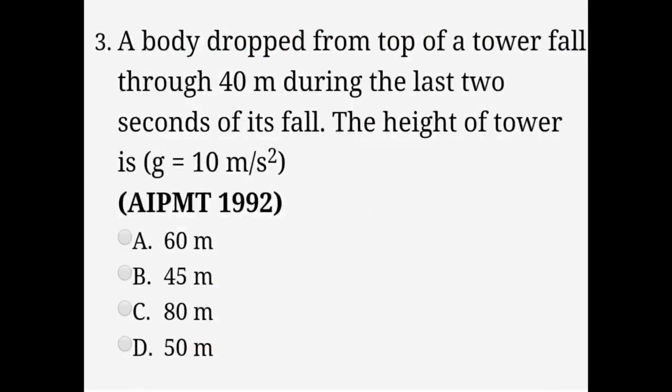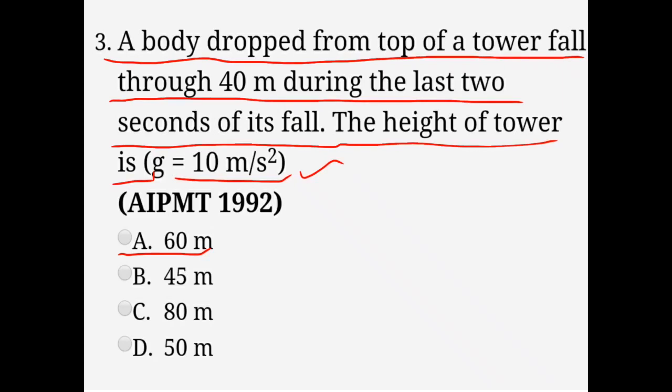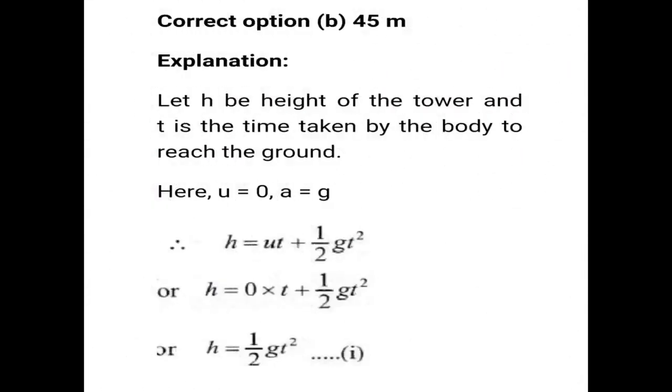Question number 3. A body dropped from top of a tower falls through 40 meters during the last 2 seconds of its fall. The height of the tower is, in bracket they have given the acceleration due to gravity value as 10 meter per second square. There are four options. Option A 60 meter, option B 45 meter, option C 80 meter, option D 50 meter. The correct option for question number 3 is 45 meter.